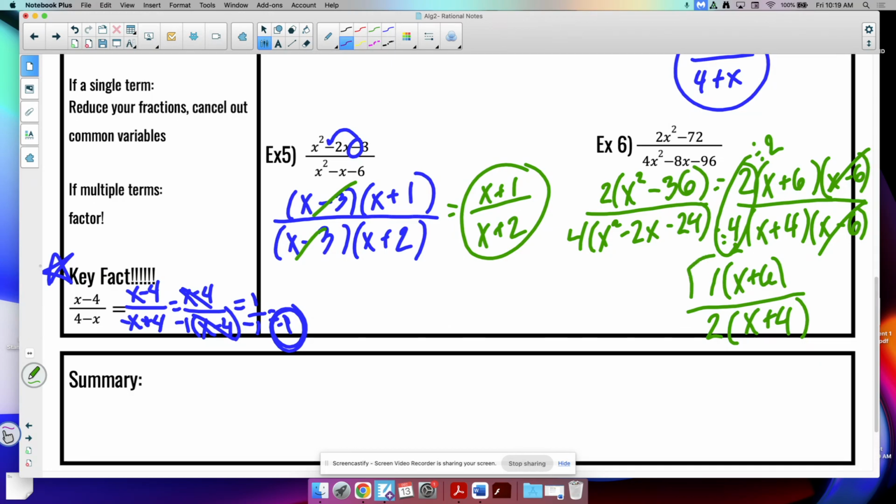So if you just have a straight up number that's hanging out in front, you still can reduce your numbers just by dividing them both by the same number. So when you simplify fractions that have variables in it, just make sure you factor, and then it's a 1 for 1.